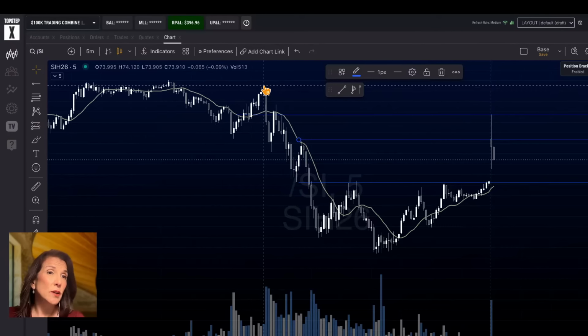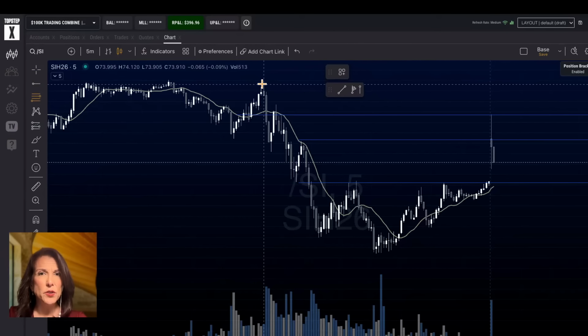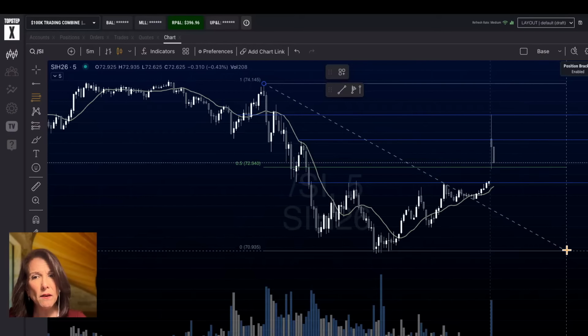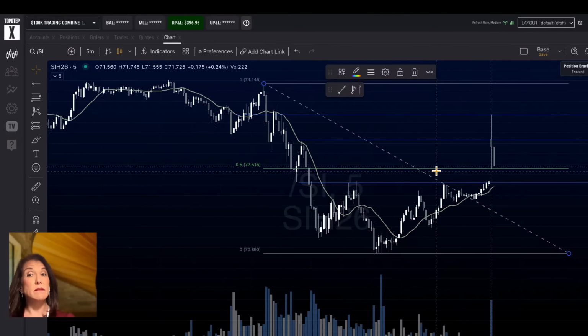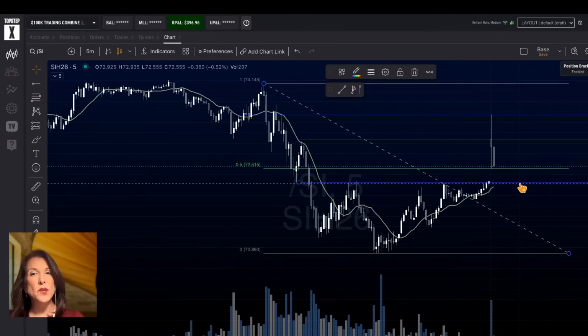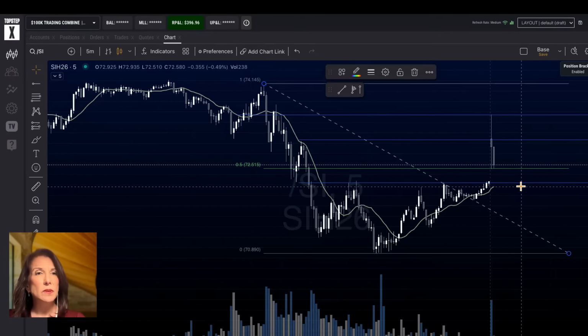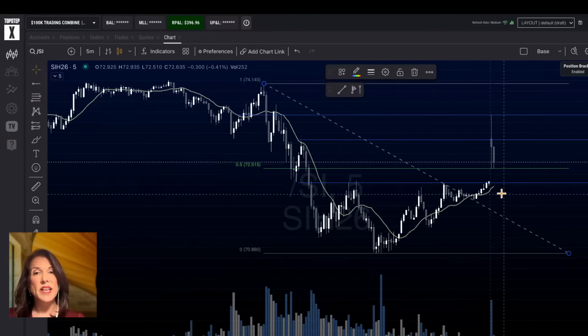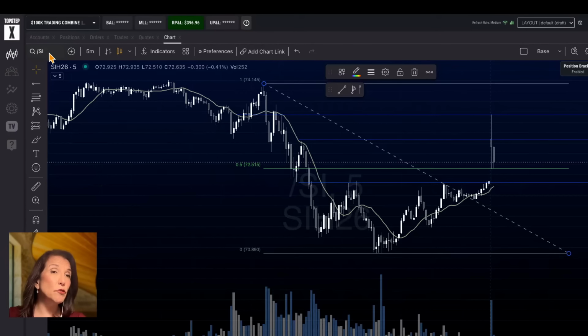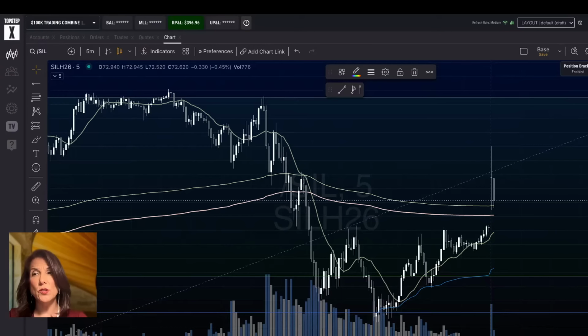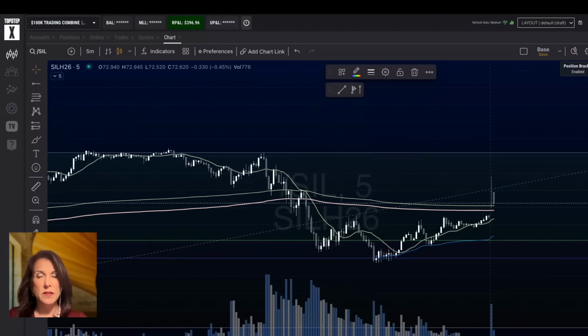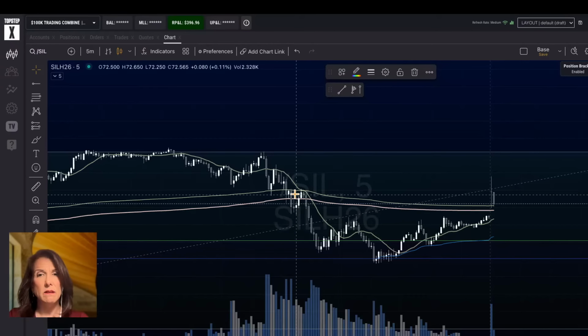the range. Okay, so if I do that, I put a Fibonacci here. That's the 50% spot. Definitely could hold it. Possibly. My thought is it fills the gap. And so that's what we'd be staring down. If you want to take a look at micro silver and do the same thing, you certainly can. This is the box this is sitting in.